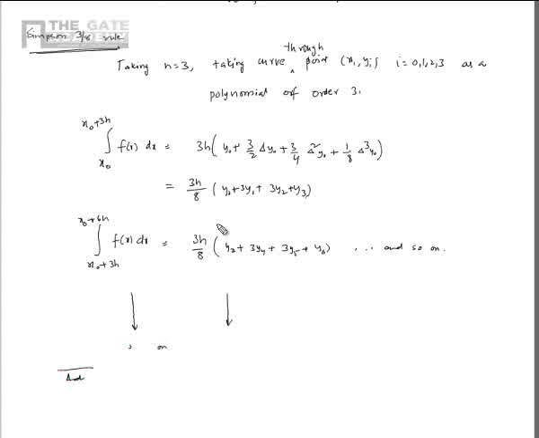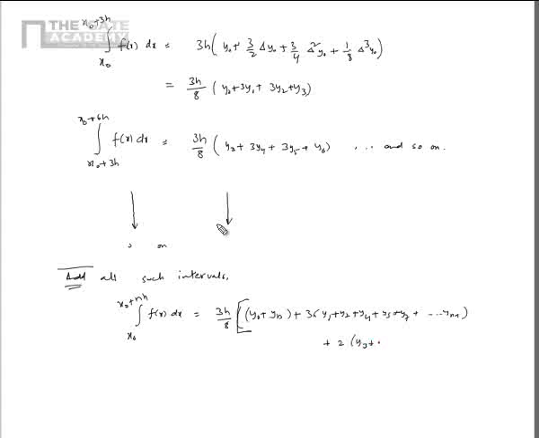Now if you add all this in order to get the total area, adding all such intervals, the integral from x0 to x0 plus nh of f(x) dx will basically be 3h by 8 times the bracket: y0 plus yn, plus 3 times y1, y2, y4, y5, y7 and so on, plus 2 times the y3's and the multiples of 3 terms. Okay, so that's the idea.